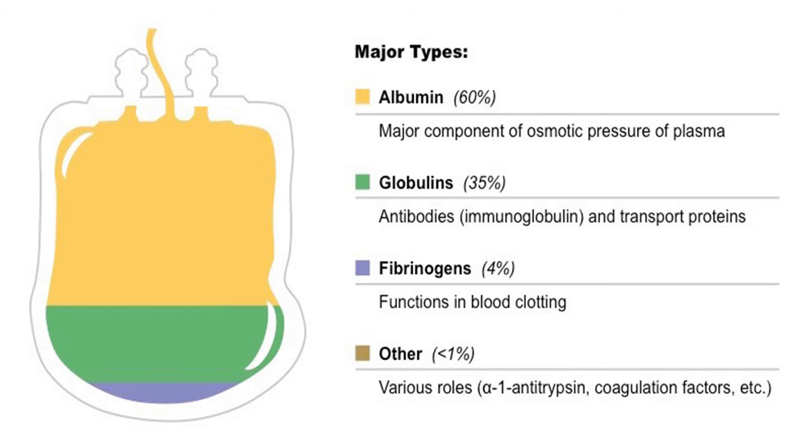Albumins. These are formed in the liver. They are the most abundant plasma proteins and their main function is to maintain a normal plasma osmotic pressure. Albumins also act as carrier molecules for lipids and steroid hormones.